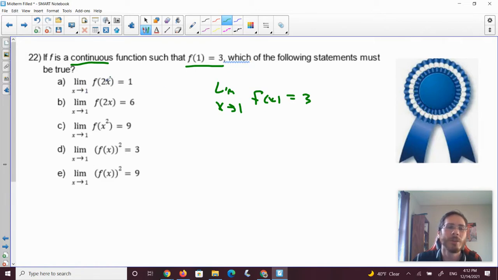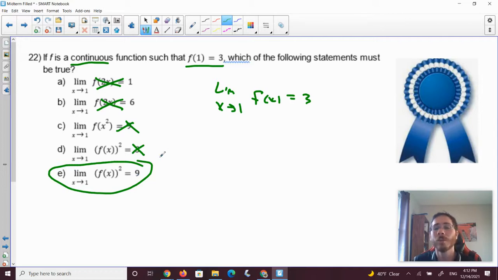For the limit as x approaches 1 of f of 2x, if we put 1 in here, we'd get f of 2. We have no information about that. If we put 1 in here, we'd get f of 1, but we know f of 1 is going to be 3 if we take that limit. So that's out. For f of x quantity squared, we know the limit as x approaches 1 of f of x is 3. 3 squared is not 3. 3 squared is 9. So we end up at E. We have to use all those limit properties from near the beginning of the class. So pretty cool question. I like that one.